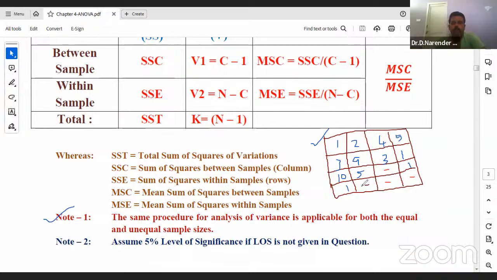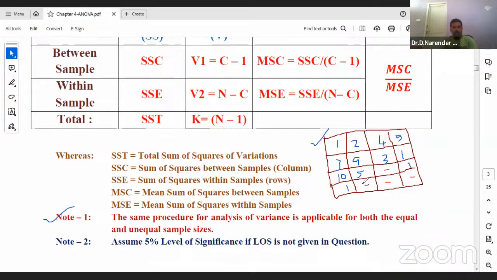Okay, so here in each and every table, see, in column 1, all the numbers are there. In column 2, only 3 numbers are there. In column 3, 2 numbers are there. In column 4, only 3 numbers are there. Sometimes the table will be completely filled with all the values.